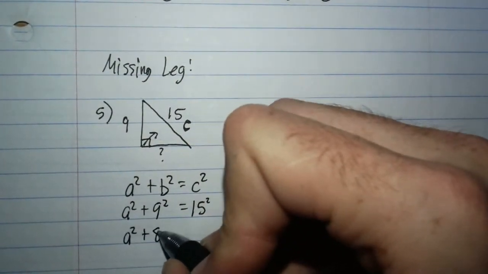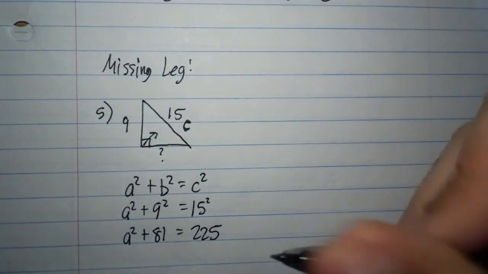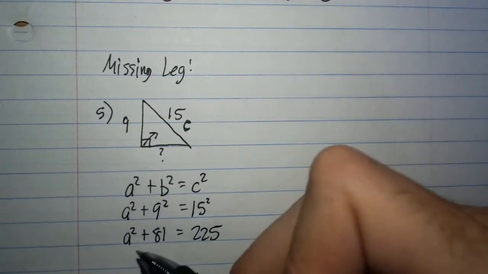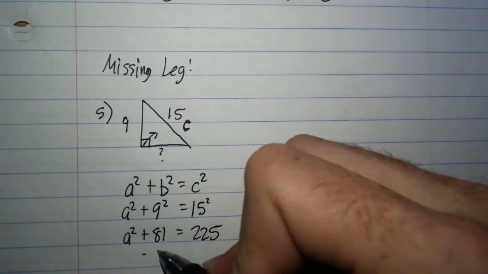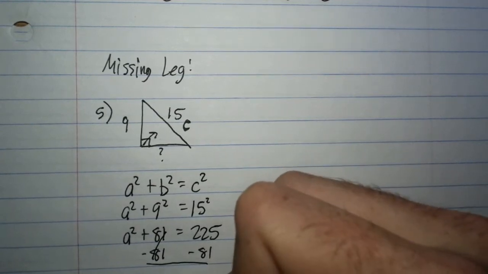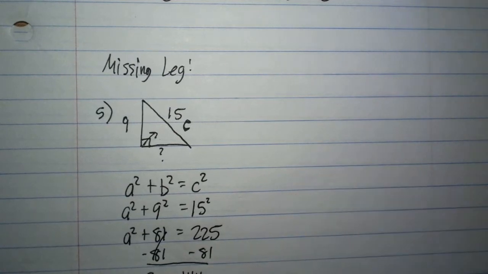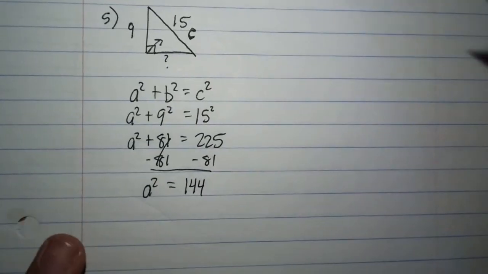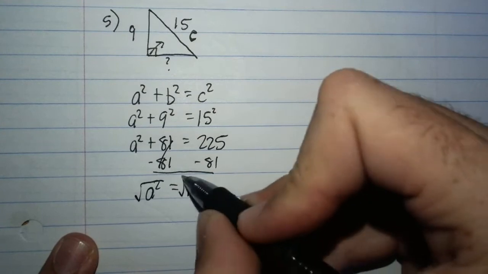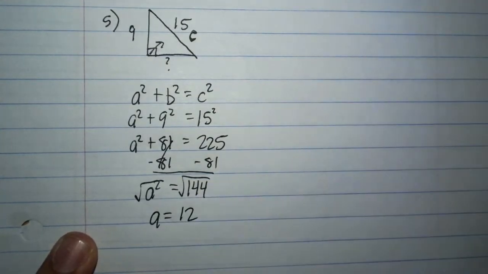9 squared is 81. 15 squared, 225. Okay, right here is where you have to remember. We're trying to get this a squared by itself, so you have to subtract 81. That leaves you a squared equals 144. And then your last step is to square root, and you get a equals 12.